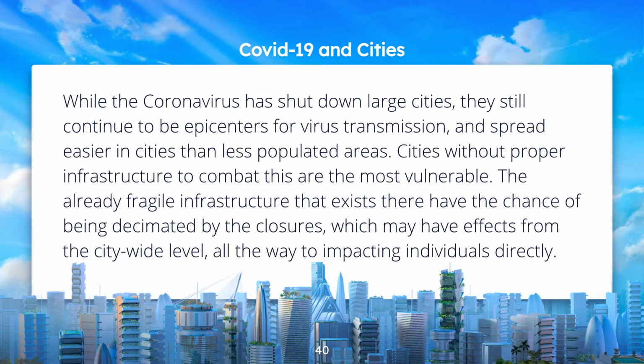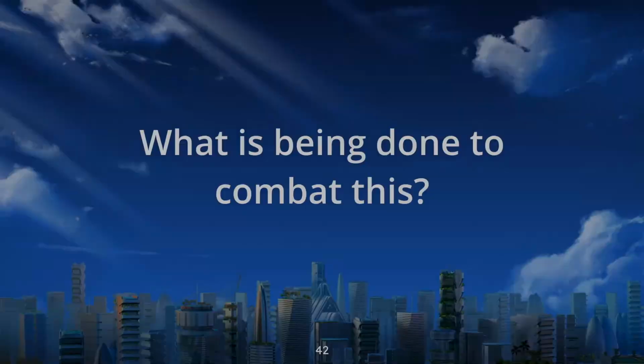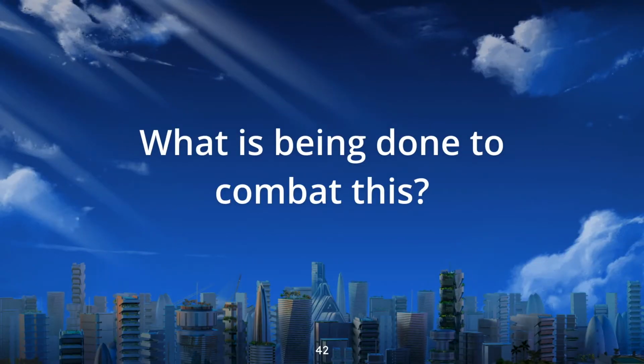While the coronavirus has shut down large cities, they still continue to be epicenters for virus transmission, and it spreads easier in cities than less populated areas. Cities without proper infrastructure to combat this are the most vulnerable. The already fragile infrastructure that exists there has the chance of being decimated by the closures, which may have effects from the city-wide level all the way to impacting individuals directly. Slums are one of the regions hit the hardest by the closures due to their poor infrastructure, lack of adequate sanitation, and close quarters. So then, what is being done to combat all of this?